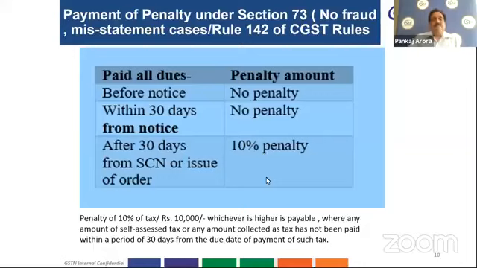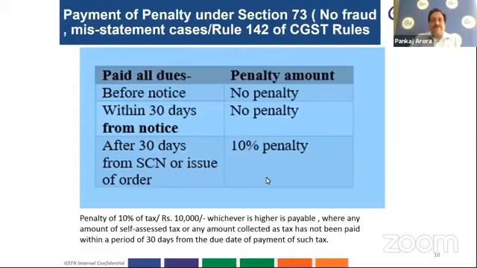If the SCN has been issued under section 73, and the taxpayer makes voluntary payment within 30 days from the date of issue of the show cause notice, then it may pay 10% penalty amount.